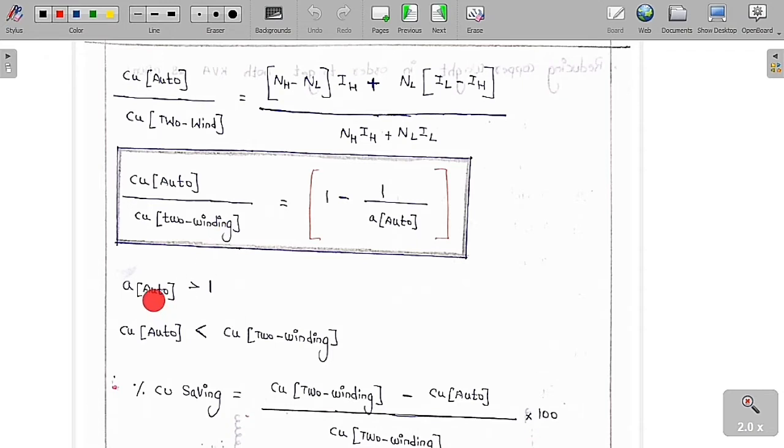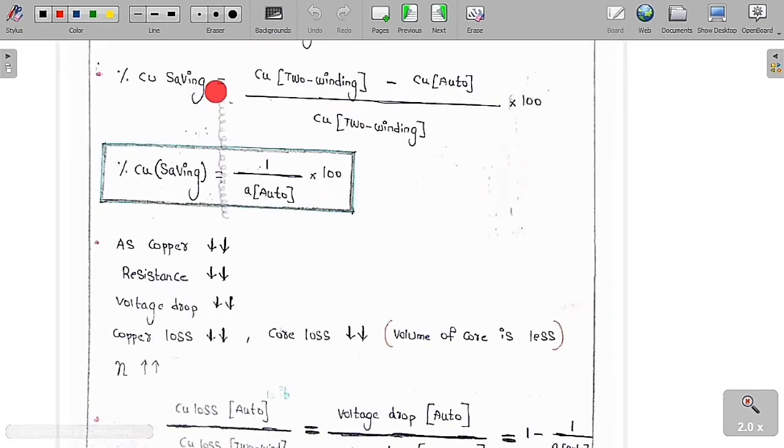So the turns ratio of the auto transformer, NH by NL, is always greater than 1, so its inverse is less than 1, and 1 minus anything less than 1 is again less than 1. So simply we can say that the copper weight in the auto transformer is lesser than the copper weight in the two-winding transformer, because we have not used the secondary winding itself of the two-winding transformer. So the copper weight of the auto transformer is always lesser than that of the two-winding transformer.